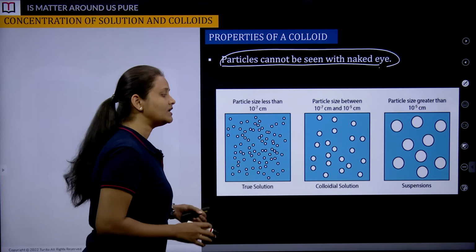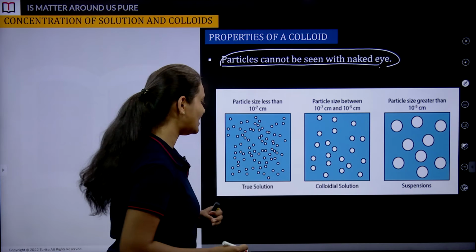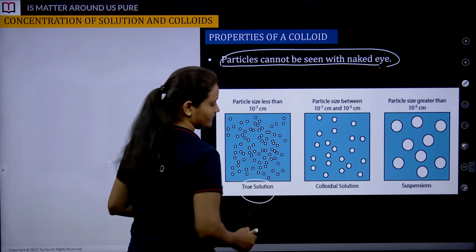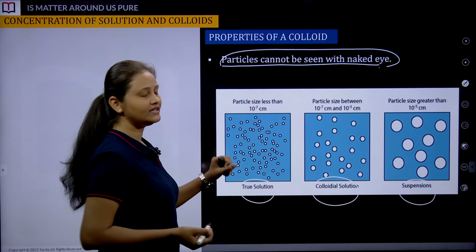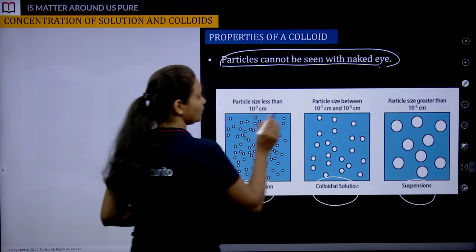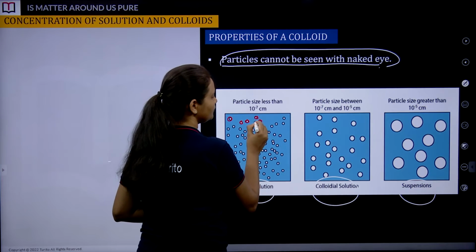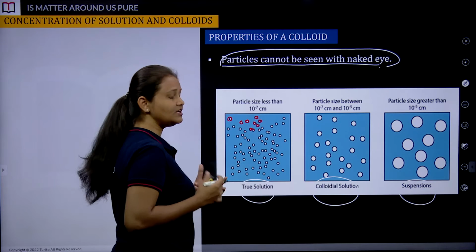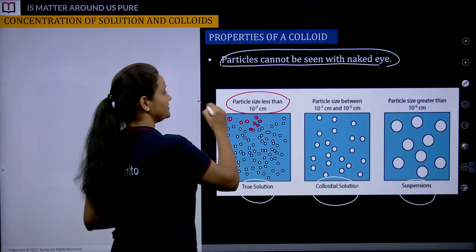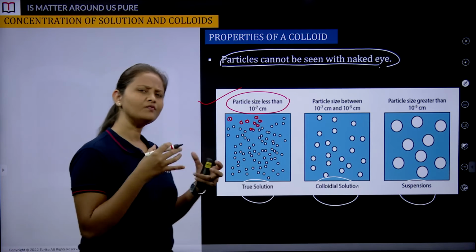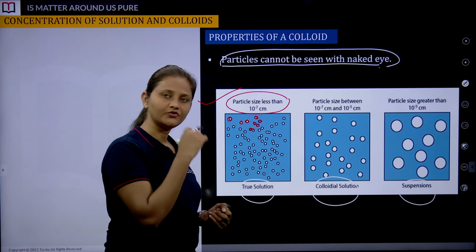So students, once again let's compare the sizes of these three different solutions: true solution, colloidal solution, and third, suspensions. Just have a look at these diagrams carefully. Here, what do I observe? That the particles of true solution are very tiny, very small. How small? Try to remember, you are supposed to remember these particle sizes, because based on them we have three different categories: colloidal solution, true solution, and suspension.